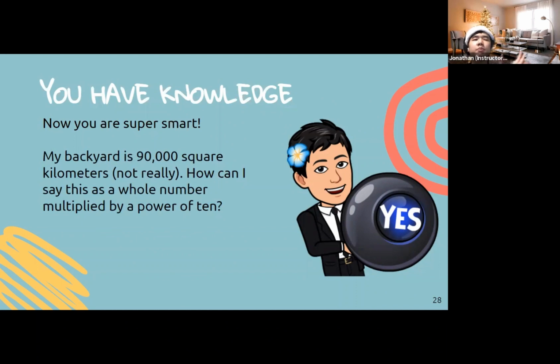Basically, this is a math problem involving scientific notation, which is stuff that you'll use in science class like chemistry or physical science. So my backyard is 90,000 square kilometers. How can I say this as a whole number times a power of 10? So 9 times which exponent? Neat little trick: we count the number of zeros. 1, 2, 3, 4. And the answer is indeed C, 9 times 10 to the 4, because there are 4 zeros. Very good for the people that got that right. I know we're breezing through this.